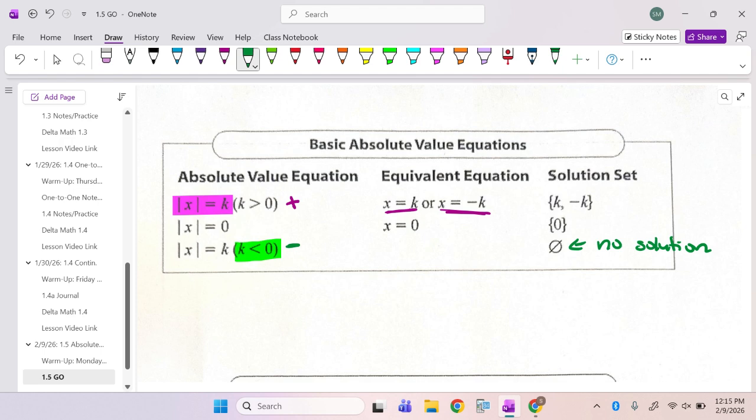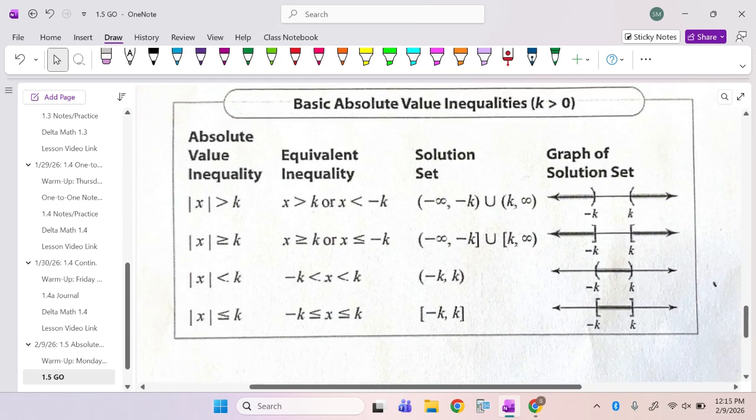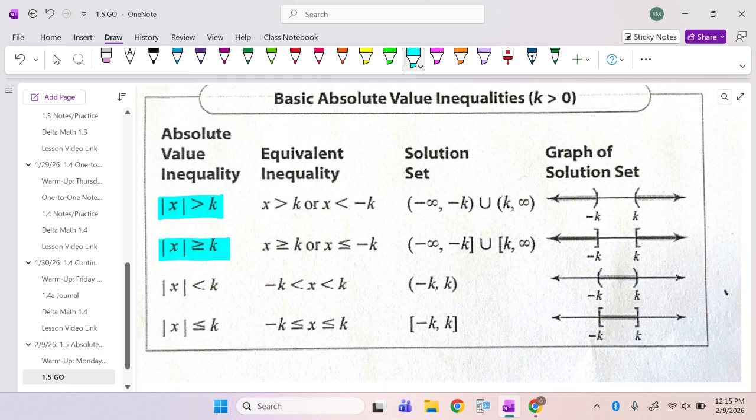Now, on the other hand is the inequalities. So, inequalities. If you're given absolute value is greater than k or absolute value is greater than or equal to k. So, what did it do when we were doing greater than? It was going in opposite directions. Good. So that's how we would write it, using an or statement. It's either going to be greater than the positive version or less than the negative version.